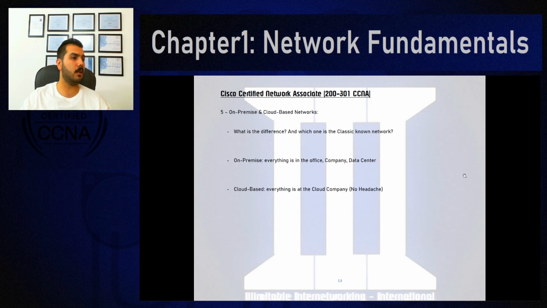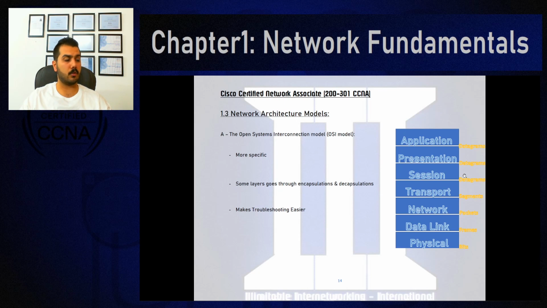Let's see if we have any other part. Network architecture models. This will be for the upcoming chapter.